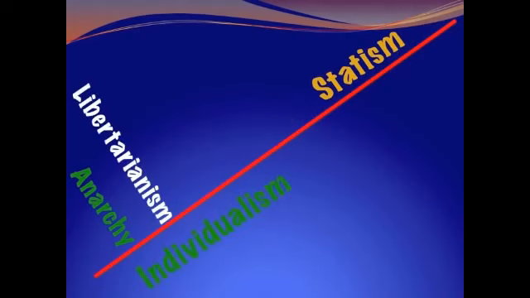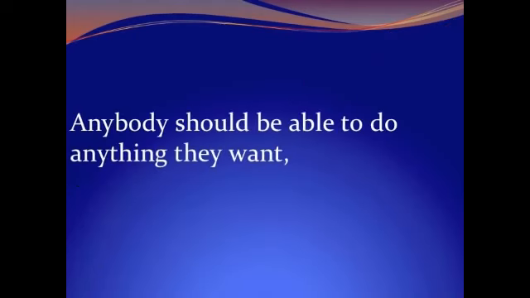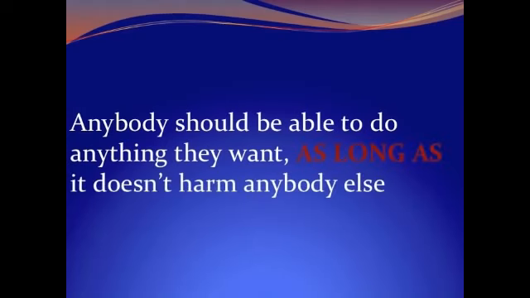Moving over a bit, you've got libertarianism. Libertarianism takes anarchy and adds a little bit of government to control things a little bit. The mantra of libertarians is basically anybody should be able to do anything they want as long as it doesn't harm anybody else. And that's where government comes into the picture. In libertarianism, government enters the picture to define what it means to harm another person and to enforce laws that prevent the harming of other people and punish the violators of these laws.